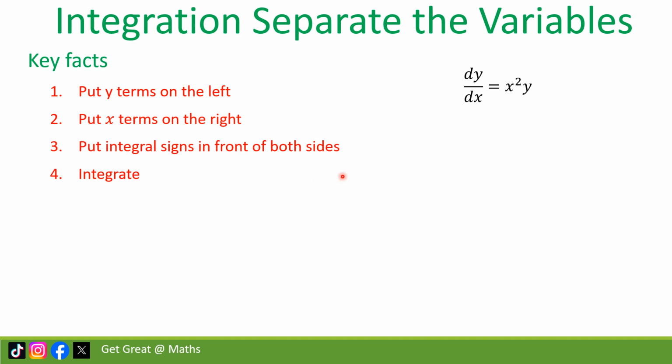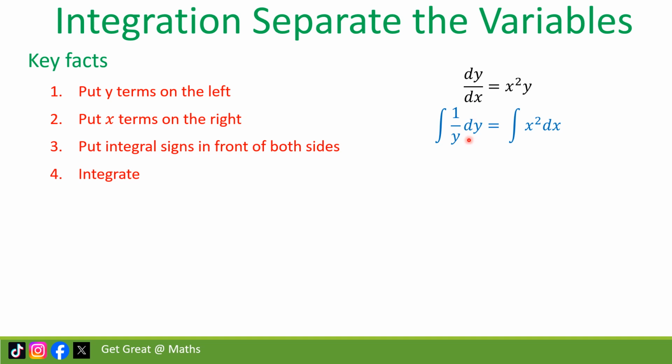So what this means is I need to get rid of the y from the right hand side, and I need to get rid of this dx on the left hand side. So to get rid of this times by y on the right hand side, I'm going to divide by y. And to get rid of the divide by dx, I'm going to multiply both sides by dx. When you do this, remember you need to put integral signs on the front.